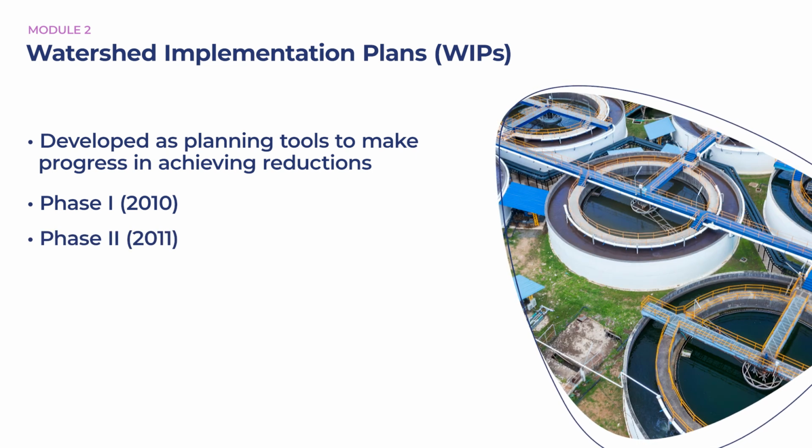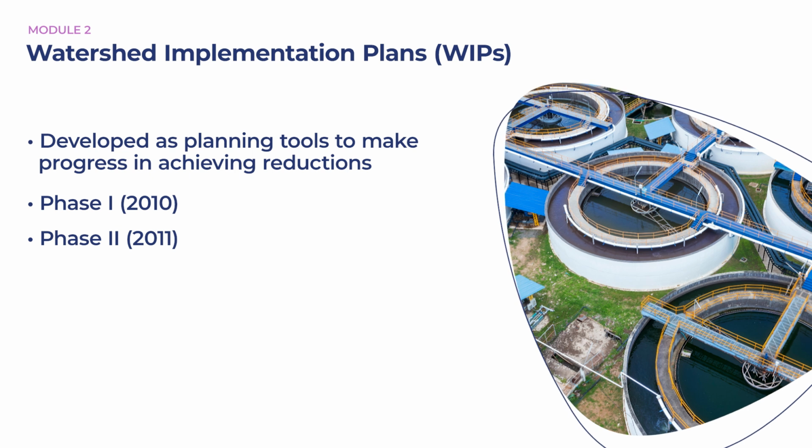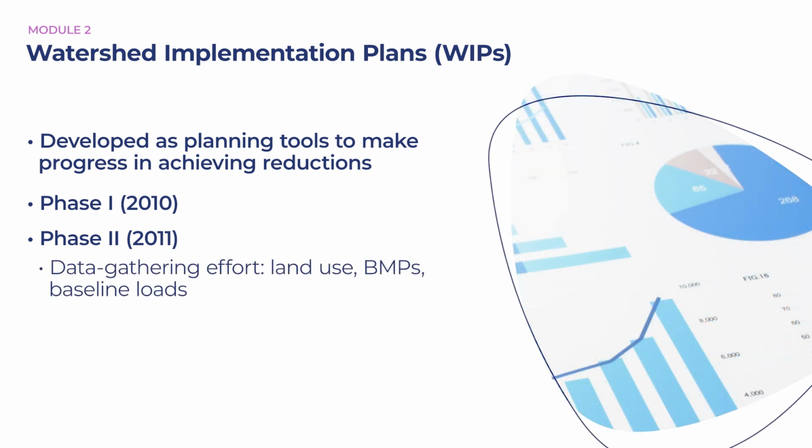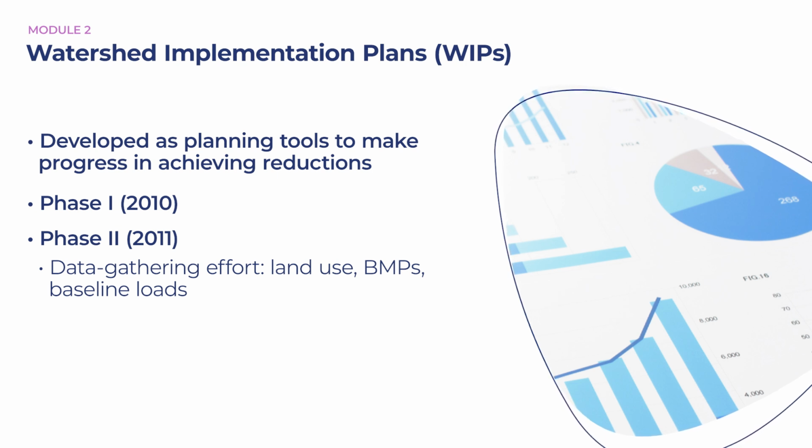The Phase 1 WIPs for Virginia mainly incorporated how wastewater treatment plant permits would comply with the TMDL and lead to reduced loads. Building on those actions, Phase 2 incorporated a large data gathering effort to ensure that the land use was accurate in the model. The BMPs that have been implemented were included and ensured that the baseline loads could be calculated.